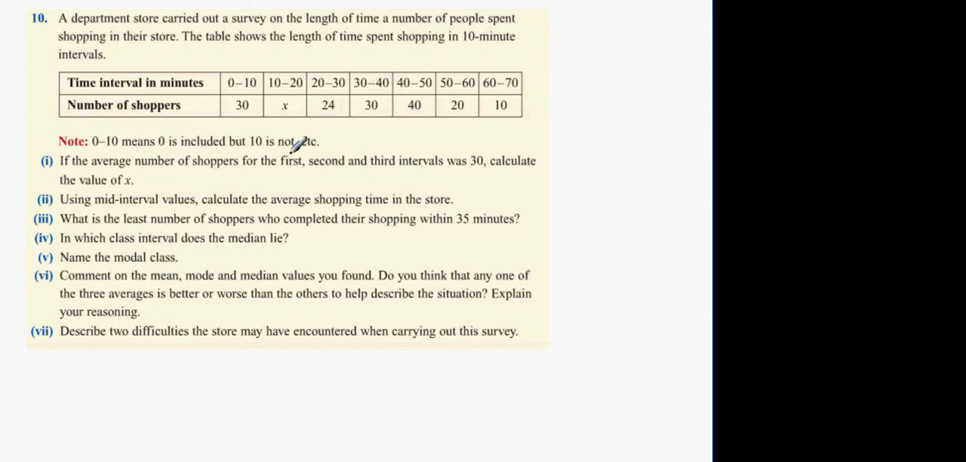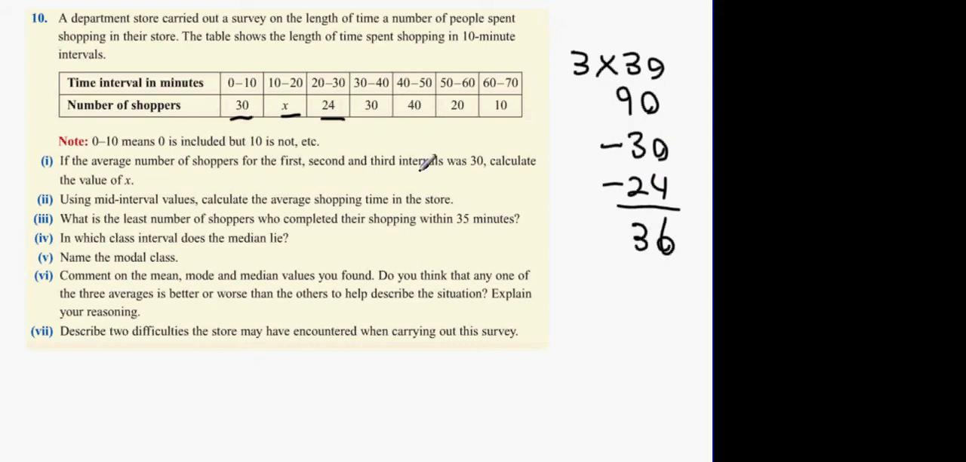If the average number of shoppers for the first, second, third intervals was 30, calculate the value of X. This means the average of this one, and this one has to be 30. So that means it's going to be 3 intervals multiplied by 30. They all have to total up 90. So the first 3 have to total up 90 to get an average of 30. So we take away 30, take away 24, and we get 90 minus 54 is 36. We now know that X is 36.